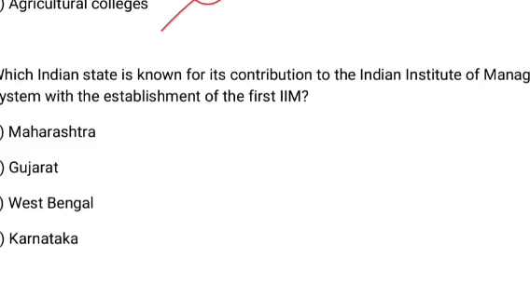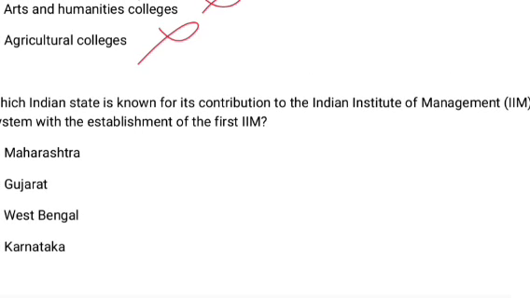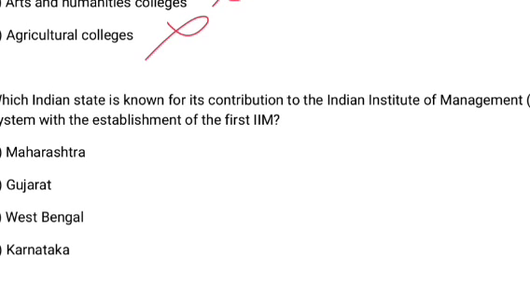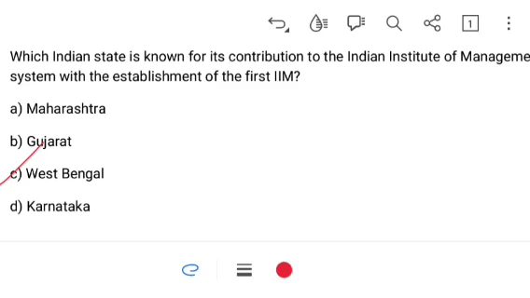Then, which Indian state is known for its contribution to the Indian Institute of Management, in short IIM, system with the establishment of the first IIM? Maharashtra, Gujarat, West Bengal, Karnataka. So it will be West Bengal, which was the first state to do so.